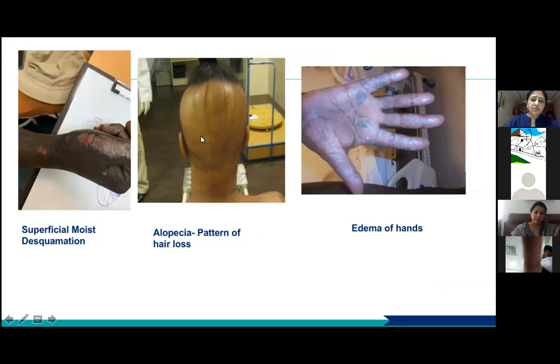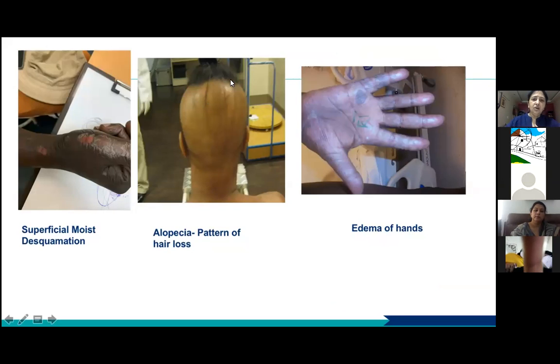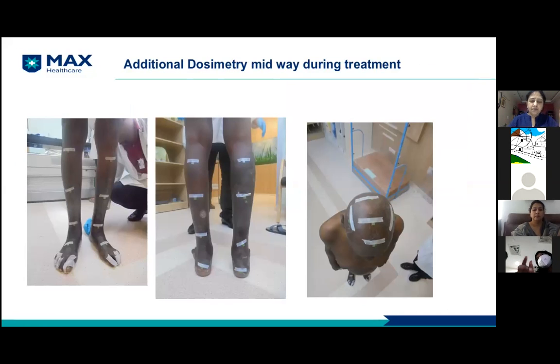So you can see that this patient was a sick. He had big hair. Now, only the vertex, the top part of the head, is where the hair is remaining. So I give a patch treatment here, understanding that this area has got underdosed. Some patients get edema of hand and feet. If they get it, then you have to suitably cover them with a glove or a mitten, to avoid overdosing in this area. If there are any doubts, then sometimes midway during the treatment we also do additional dosimetry.